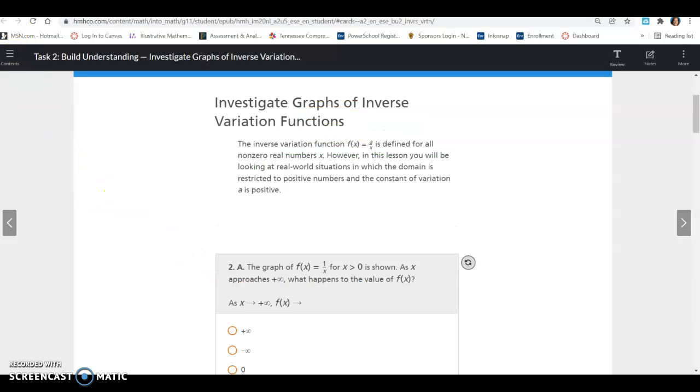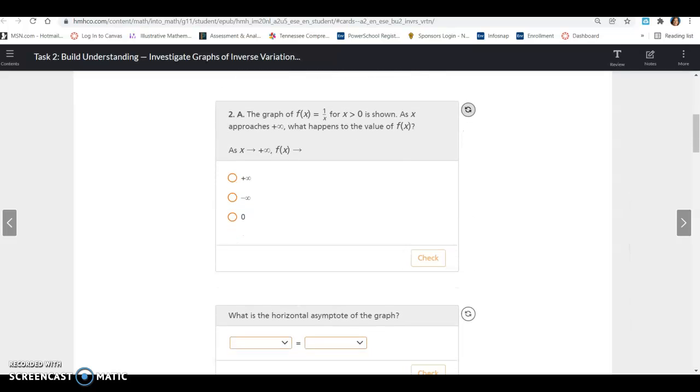Lesson 11.1, task 2. All right, so we're going to investigate graphs of inverse variations. The inverse variation function f of x equals a over x is defined for all non-zero real numbers x. However, in this lesson, you will be looking at real-world situations in which the domain is restricted to positive numbers and the constant of variation a is also positive. All right, so the graph of f of x equals 1 over x for all x greater than 0, so that means all positive x.